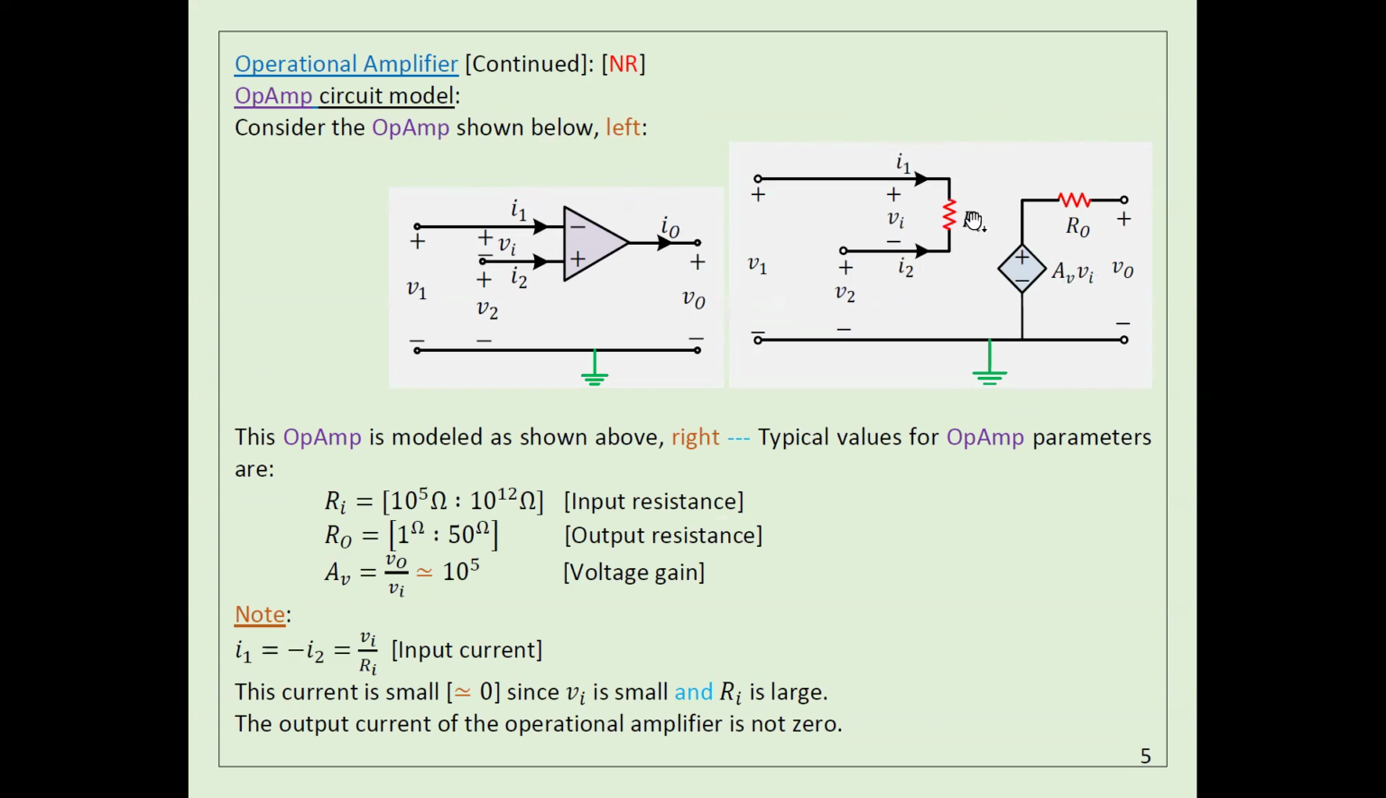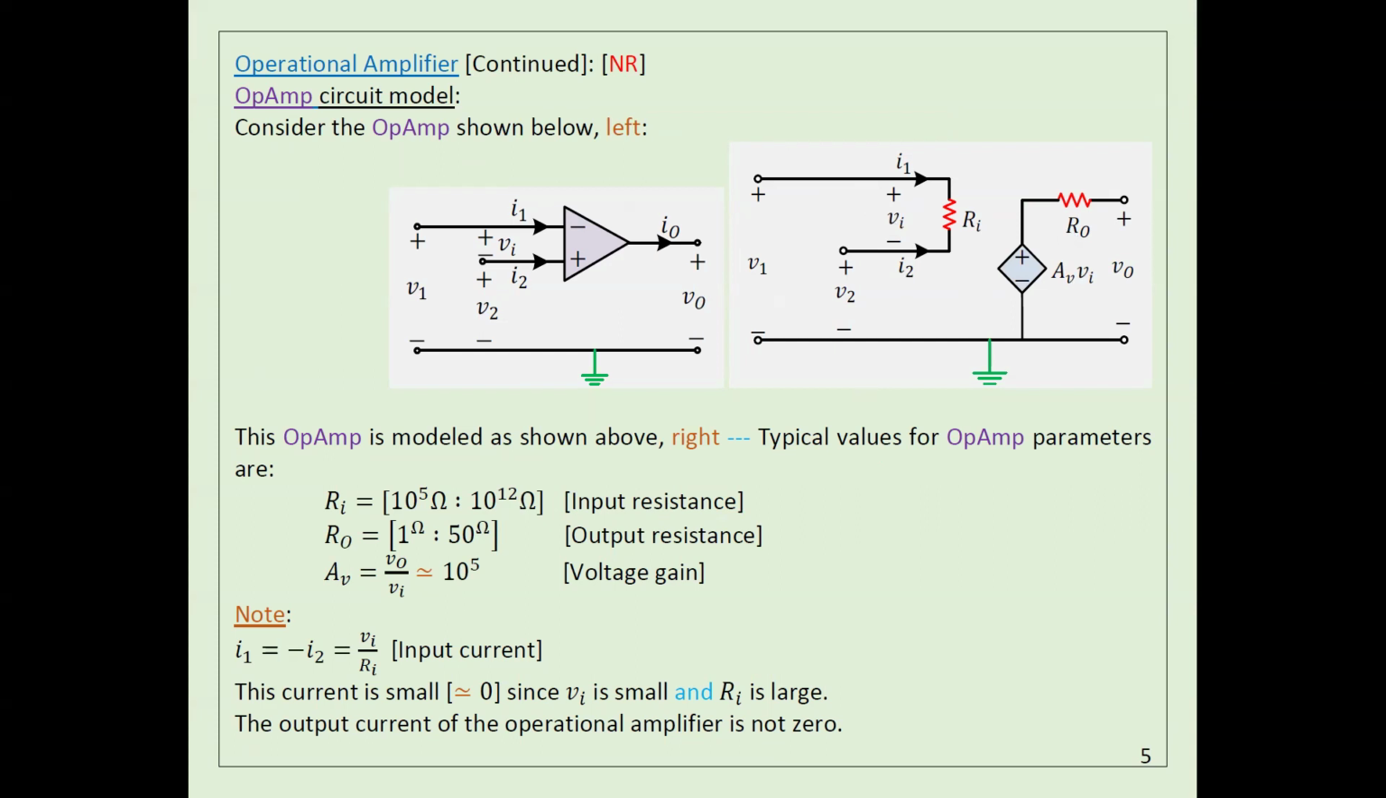And Ri here is a very high input resistance, between 10 to the power 5 and 10 to the power 12. We have a resistor here, which is a very small resistor. The gain here is very large, and the input here is actually the difference between these two. So this is the practical one. But we didn't use it, because it makes the analysis of the circuit more complicated.